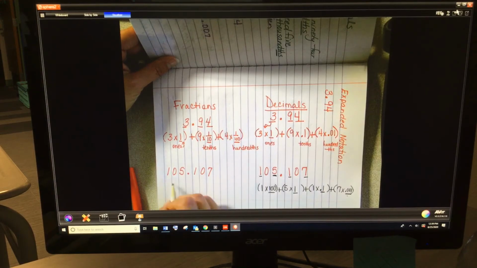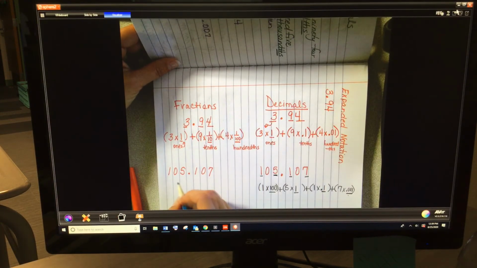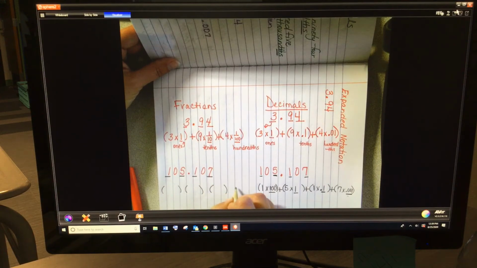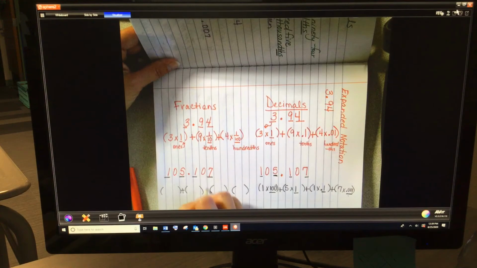Now let's try it over here with fractions. Again, we count how many values are not zeros, and we see 4. So 1, 2, 3, 4. So we know we add in between our parentheses.